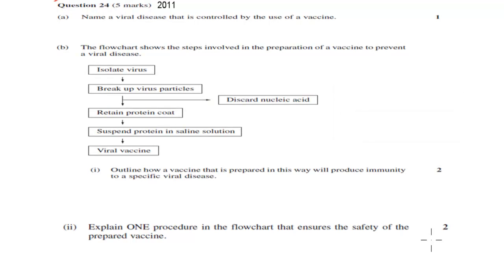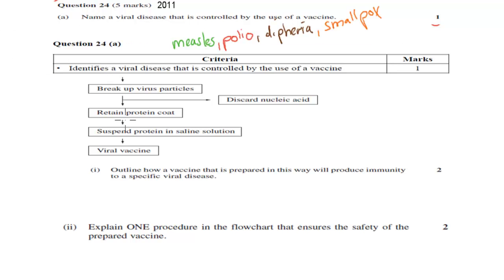Welcome back. Alright, so in this case, the first one, name a viral disease that is controlled by the use of vaccines. It's worth 1 mark, so all you have to do is name, which means literally just name it. The marking guideline says you need to identify one, which is fair enough. Here I've got 4 different ones, and one of them is not actually a virus. It says you need to have a viral disease, so a virus. And the one that is not is a bacterial one.